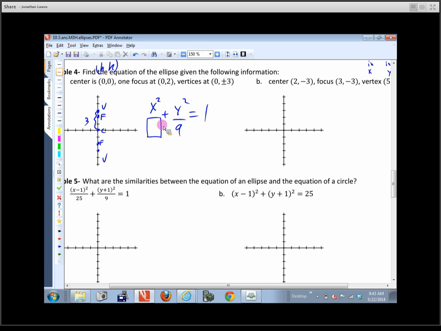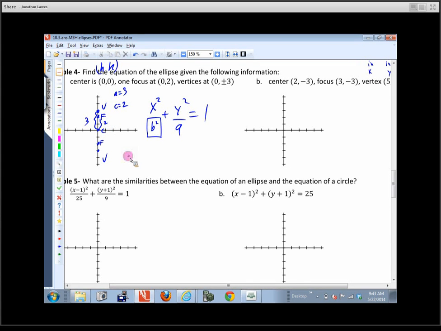I know what a is. I know the big one is 3. And I square that, I get a squared is 9. This number underneath here, we'd normally call that b squared, because that's the smaller one. So how do I find b if I don't know? We know c. So a on this one is 3, c on this one is 2, right? Because we went up 2 units to get to right there.